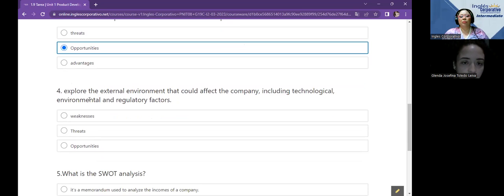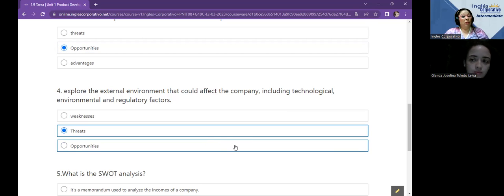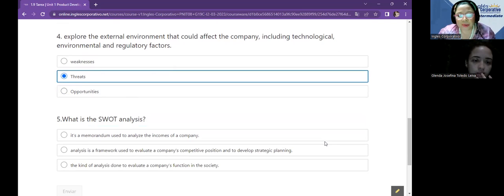Explore the external environment that could affect the company. Included technological, environmental, and regulatory factors. Es external, ¿verdad? Me puede afectar el clima para vender, me puede afectar que no tengo las herramientas tecnológicas adecuadas. Esas son amenazas. Que salió una nueva computadora que hace que la mía ya no sea compatible en donde yo vendía, en mi aplicación de venta. Es una amenaza para mi negocio.